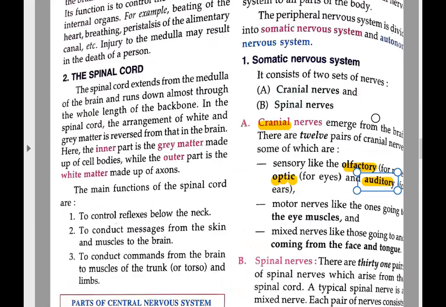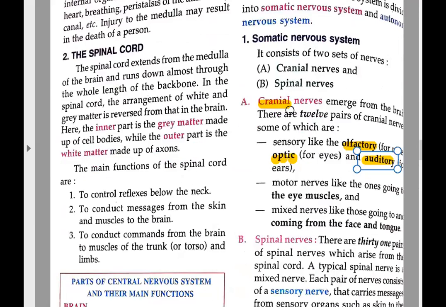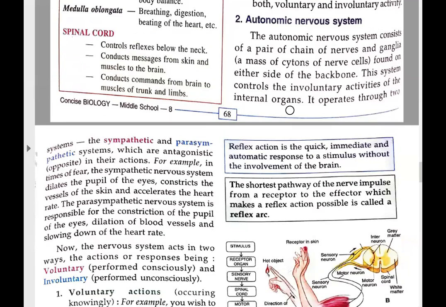So we saw the first, that is somatic nervous system, which consists of these two nerves. Now we are seeing autonomic nervous system. So what is autonomic nervous system? It consists of a pair of chain of nerves and ganglia. Now what is ganglia? Nerves तो पढ़ लिया. What is ganglia? Ganglia is basically mass of cyton.